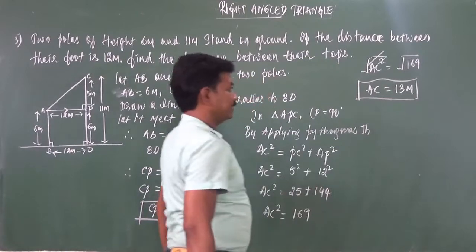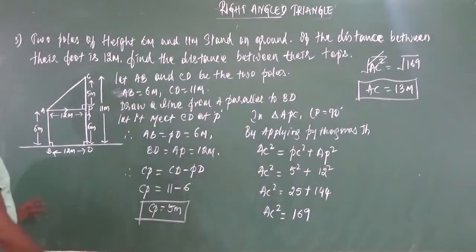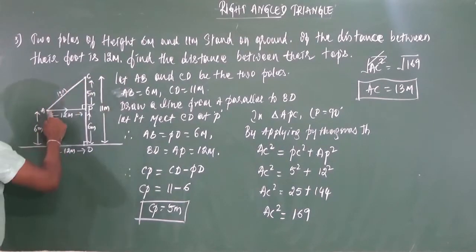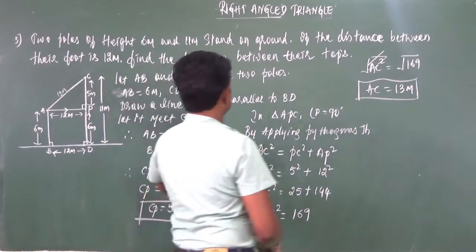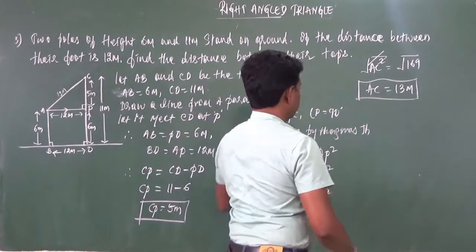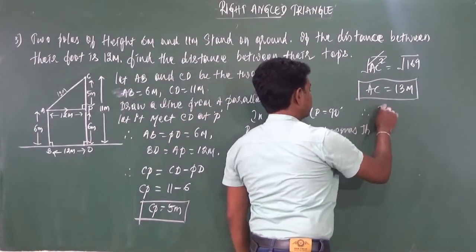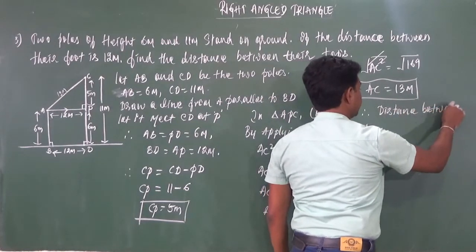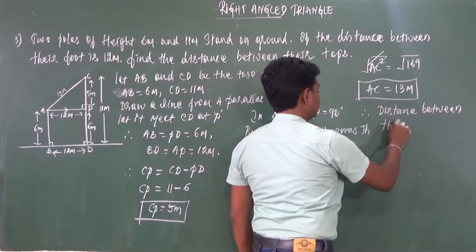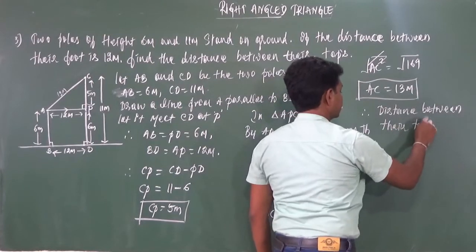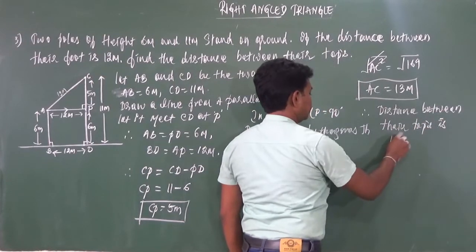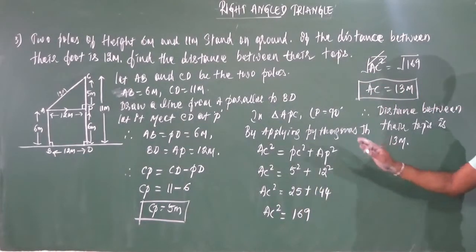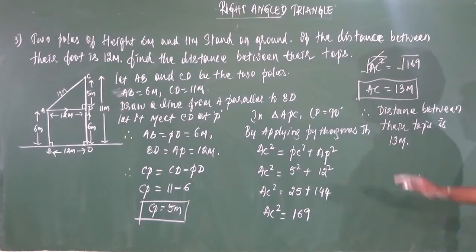What is the distance between the tops of both the poles? AC is 13 meters, we are getting that. So it is being asked to find the distance between their tops, therefore the distance between their tops is 13 meters. Very important 2 marks question. It was asked 2 times in the previous examinations. Very important.